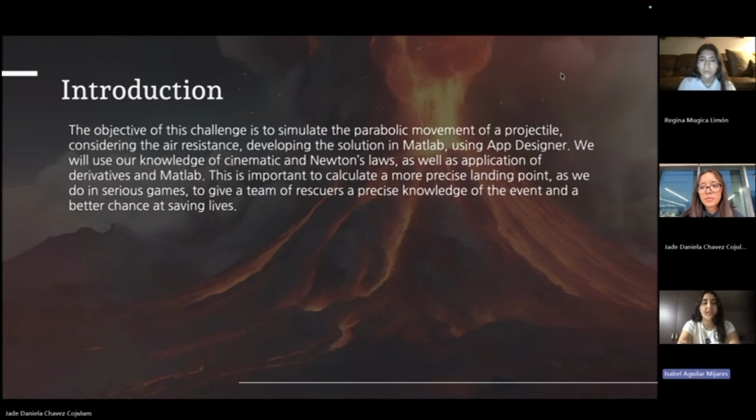The objective of this project is to use our knowledge of Newton's laws, the application of derivatives, the use of MATLAB, and the kinematic formulas to create a simulation of a parabolic movement of a projectile. This is important to calculate a more precise landing point, as we do in serious games, to give a team of rescuers a precise knowledge of the event and a better chance at saving lives.